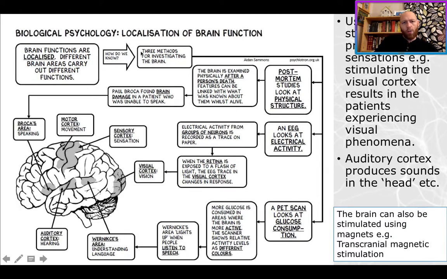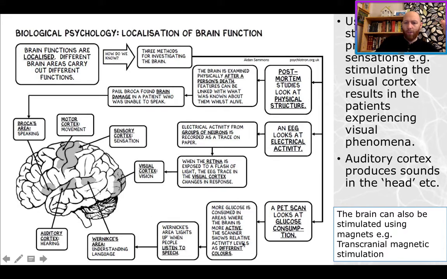So, localization of brain function. There are many cognitive functions, and many areas that have been suggested as the localized processing area. So we have Broca's area for speaking, we have the motor cortex, which we'll look at in a bit more detail, for movement, the sensory cortex for sensation, the visual cortex in the occipital lobe, Wernicke's area, and the auditory cortex in the temporal lobe.